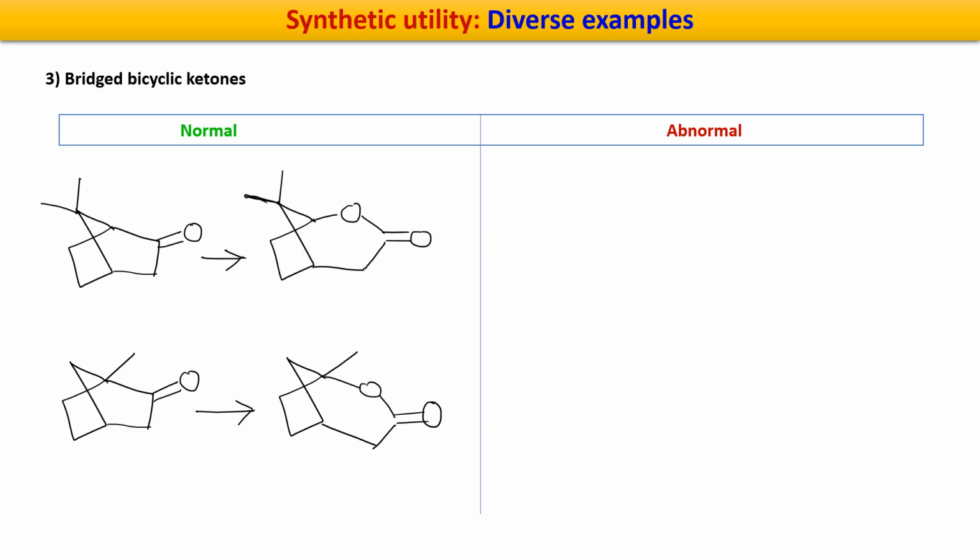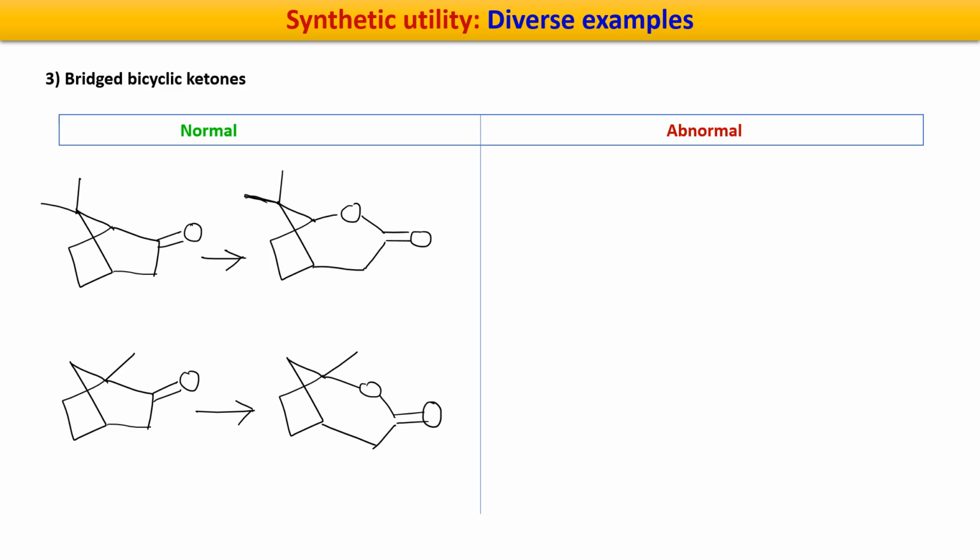Here we will see that normal is written on the left hand side, abnormal is written on the right hand side. Now what does it mean? These substrates, as you are seeing, are bridged bicyclic ketones. In this case, the migrating order that we have seen in the last video may not be followed directly, right? There will be some effect of steric hindrance.